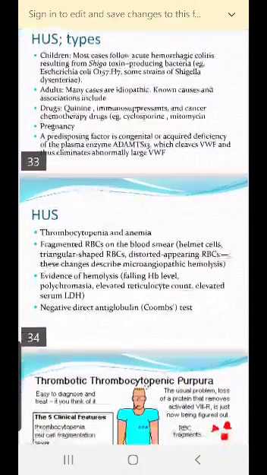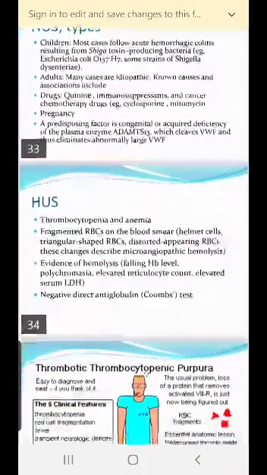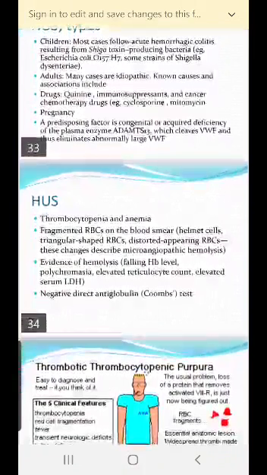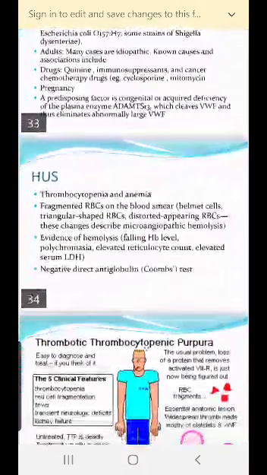The exact causes are not known, but many drugs also have a similar effect, like quinine. Immunosuppressants and cancer drugs also have a similar effect, and sometimes a predisposing factor present on the von Willebrand factor will also cause a similar effect. So in the lab diagnosis, what you will see is thrombocytopenia and hemolytic anemia. In the hemolytic anemia, you will see helmet cells, spherocytes, polychromatophilic cells and nucleated RBCs.